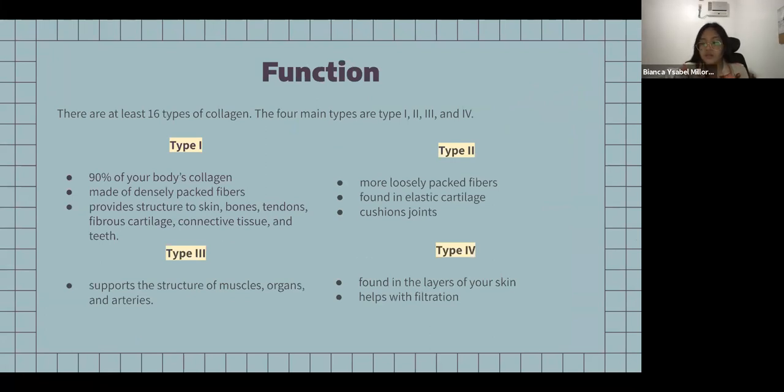The function of collagen depends on its type. There are at least 16 types of collagen, but the most common types are type 1, 2, 3, and 4. Type 1 makes up 90% of your body's collagen, and it's mostly made of densely packed fibers. It provides structure to skin, bones, tendons, fibrous cartilage, connective tissue, and teeth. While type 2 are more loosely packed fibers, and it's found in elastic cartilage, and it cushions the joints. Type 3 supports the structure of muscles, organs, and arteries, while type 4 are found in the layers of your skin and helps with filtration. To discuss the next slide, we have Carla.